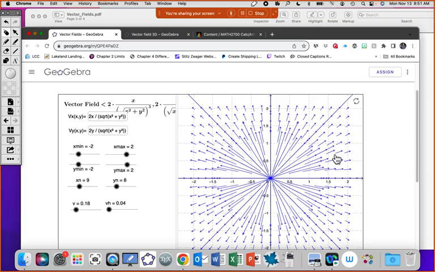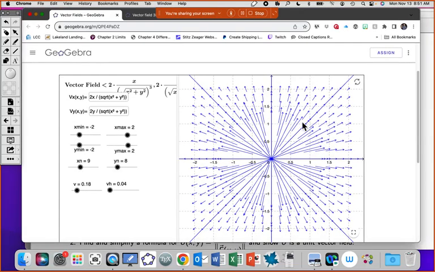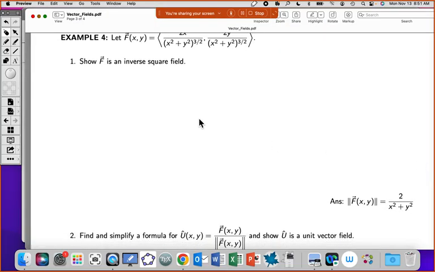So as you can see, as you step away from the origin, you've got crazy long vectors indicating huge field strength. But the further out you go, the shorter the arrows are. So it's dropping off.